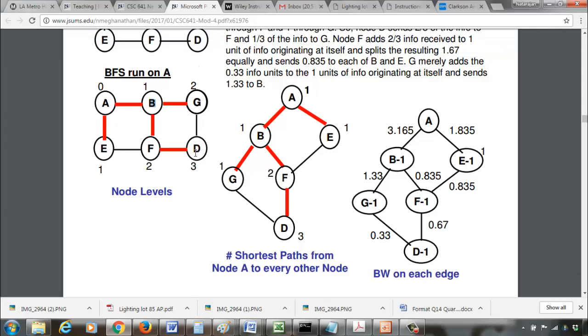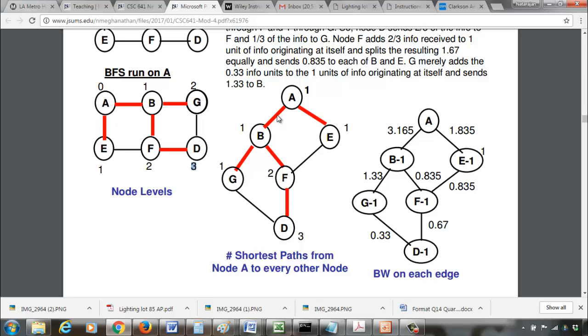Now in the case of D, which is at level 3, the predecessors are F and G at level 2. So the number of shortest paths from A to D will be the number of shortest paths from A to G, which is 1, and the number of shortest paths from A to F, which is 2. So 1 plus 2 is 3. So basically you have one shortest path from A to G and two shortest paths from A to F, which in this case are ABF and AEF.